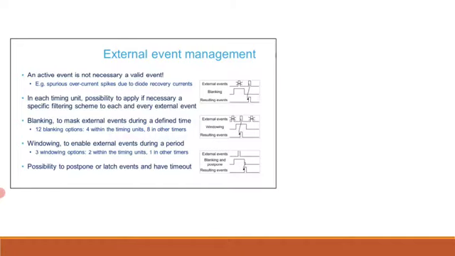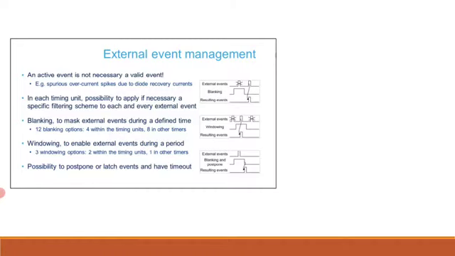The blanking mode consists of masking the external events during a defined time window defined within the timing unit itself or using the other timing units. This is typically the case for leading edge blanking. The windowing mode lets the external events go through only during a specified period of time, again defined within the timing unit itself or using the other timing units.